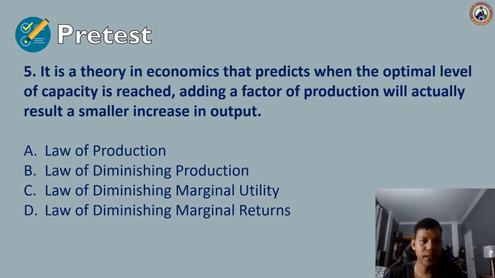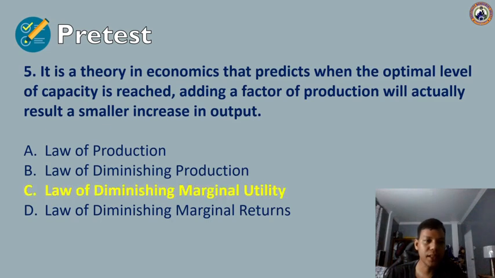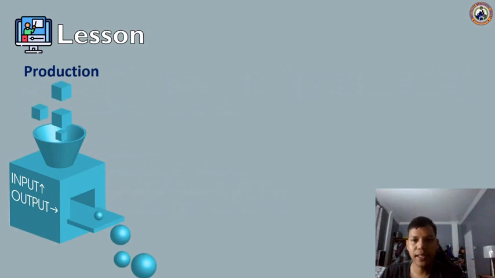Again, it is a theory in economics that predicts when the optimal level of capacity is reached. Adding a factor of production will actually result in a smaller increase in output. The answer for question number 5 is letter C, Law of diminishing marginal utility. So count your score, and congratulations to those who got the perfect score, 5 out of 5. Now let's proceed to our lesson for this topic.